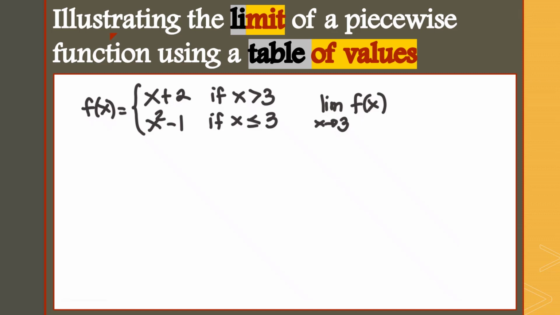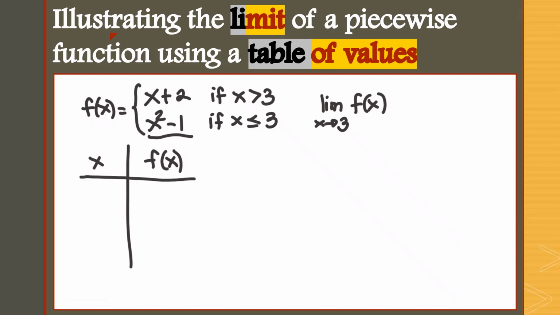But it's very important to remind ourselves that the limit of the entire function is only possible if the limit of the function as x approaches 3 from the left and from the right are the same. So let's start from the left. Since we are at the left of 3, we're going to use the second definition, as this is the expression for values of x less than or equal to 3.